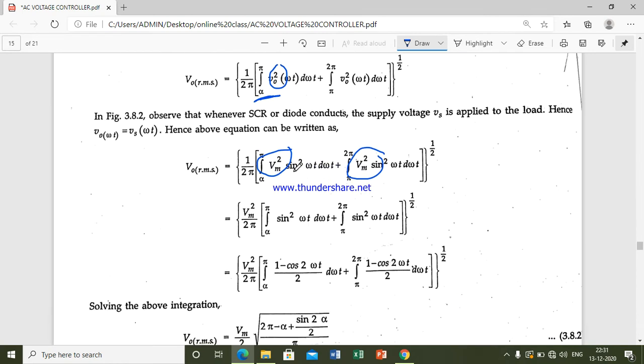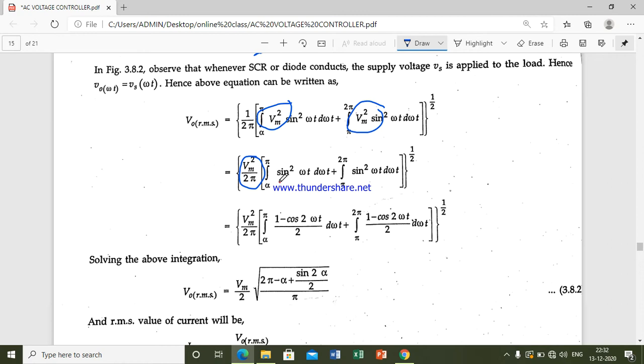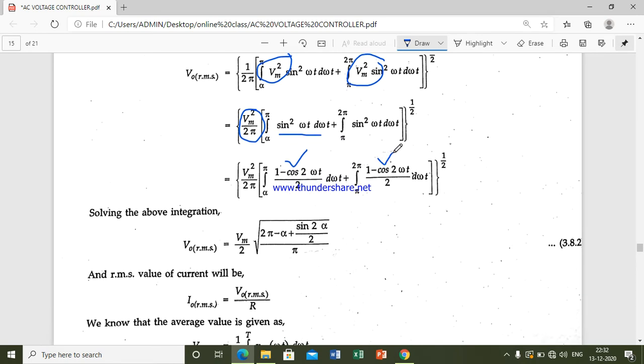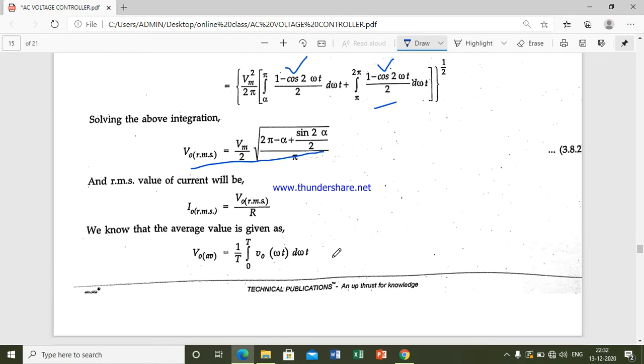Next, you can take this Vm outside, so we will get Vm square divided by 2 pi. This is the constant. Next, sin square omega t is nothing but 1 minus cos 2 omega t divided by 2. You get 1 minus cos 2 omega t divided by 2. After simplifying this, you will get V0 RMS as Vm by 2 root of pi minus alpha plus sin 2 alpha divided by 2, whole divided by pi.